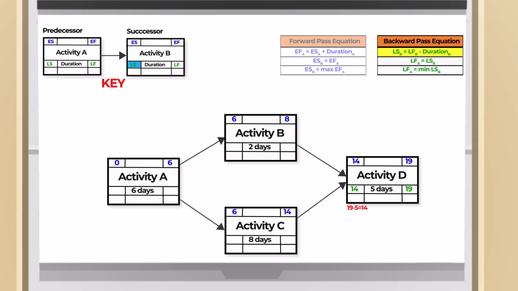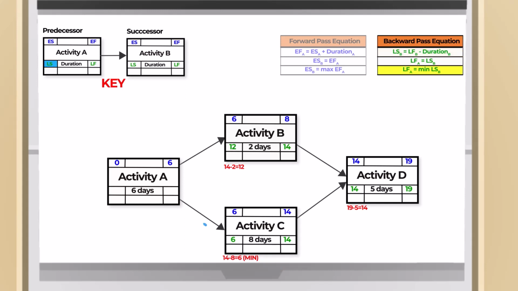The late start date of activity D will be equal to the late finish date of both activity B and C. So both activity B and C will have 14 for their late finish date. The late start of activity B will be the late finish, 14, minus the duration, 2, equals 12. The late start of activity C will be the late finish, 14, minus the duration, 8, equals 6.